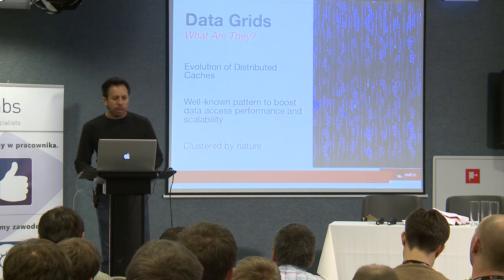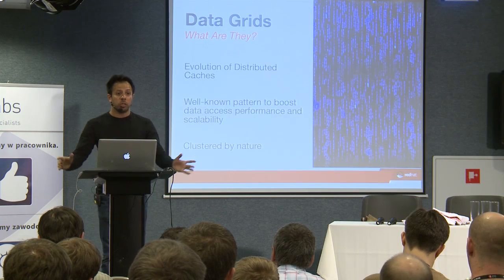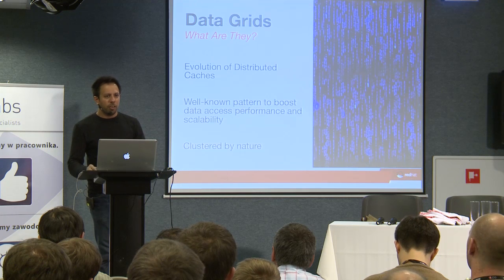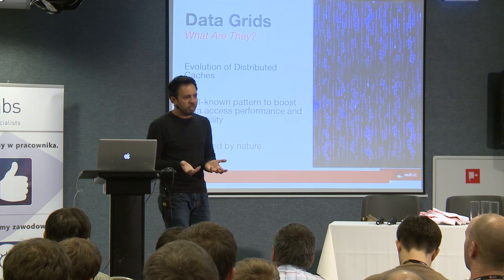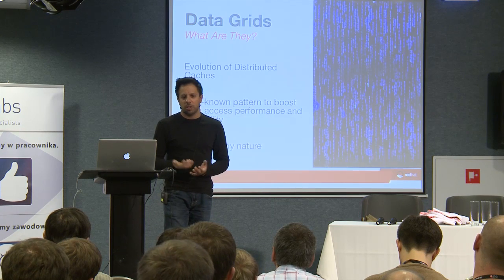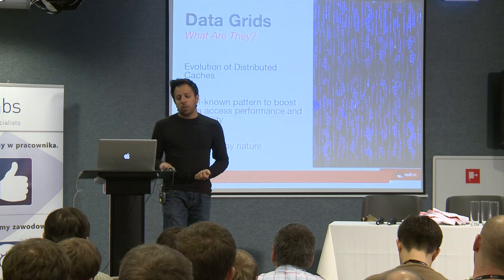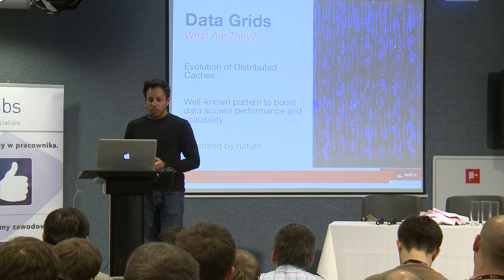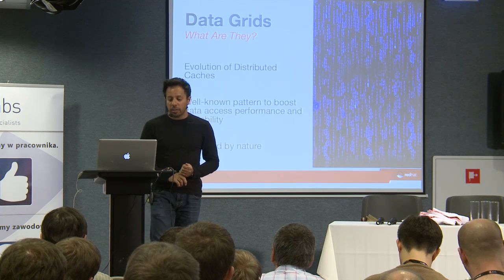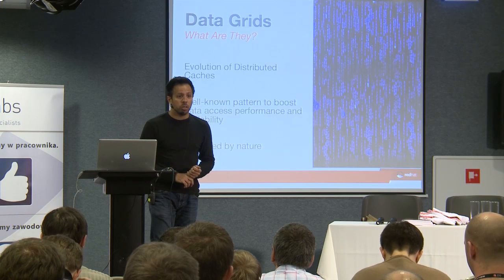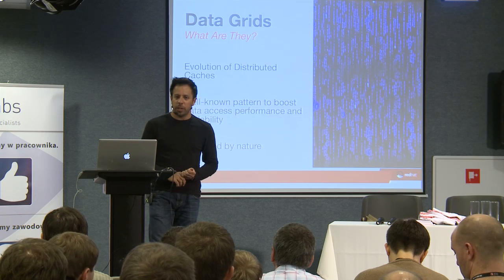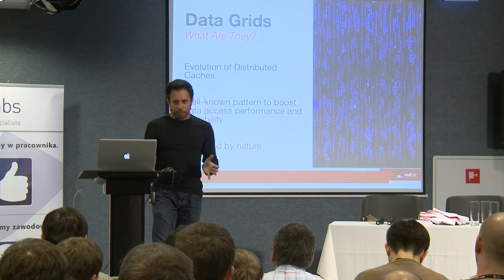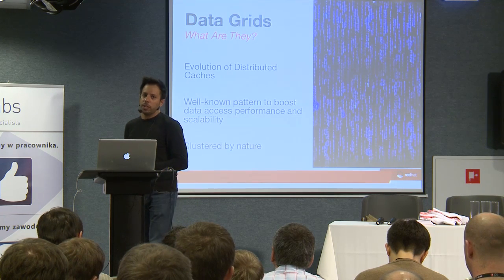Now, one of the good things about data grids is that they are distributed by nature, right? By design, like I said, they come from distributed caches, so they are clustered by nature. The very fact that you have a data grid means it is clustered, and that gives you a lot of cool things for free. For example, your grid is fault tolerant. If one node were to fail, your application's not gone away, your data's not gone away. It's still there on the other nodes, right? So you get fault tolerance for free.